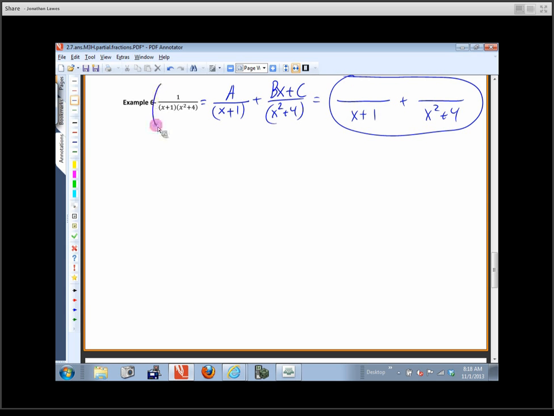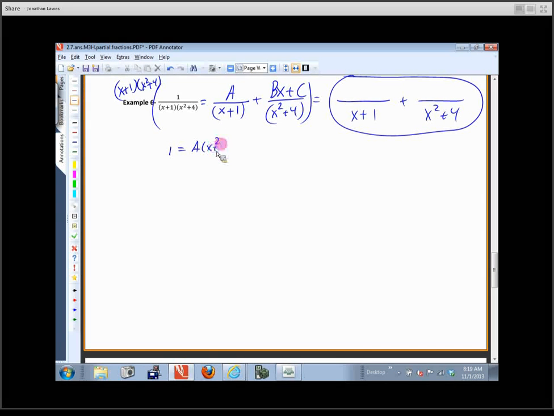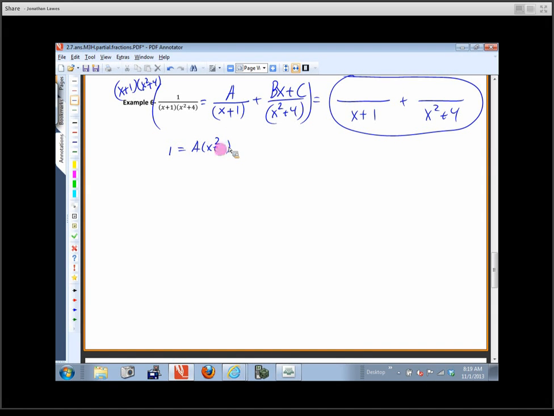I'm going to multiply this by x plus 1 and x squared plus 4. When I multiply here, I'm only left with a 1. When I multiply here, I'm left with an a times the other factor of x squared plus 4. And when I multiply over here, I'm left with bx plus c times the other factor of x plus 1.